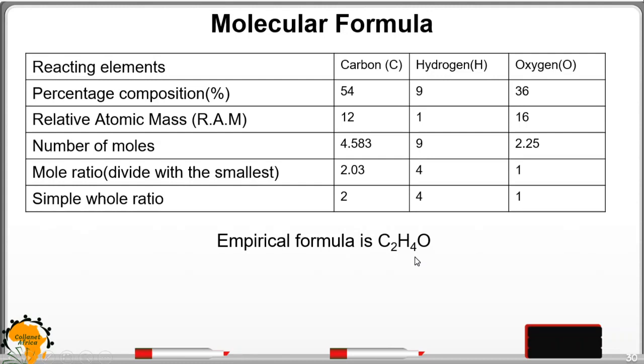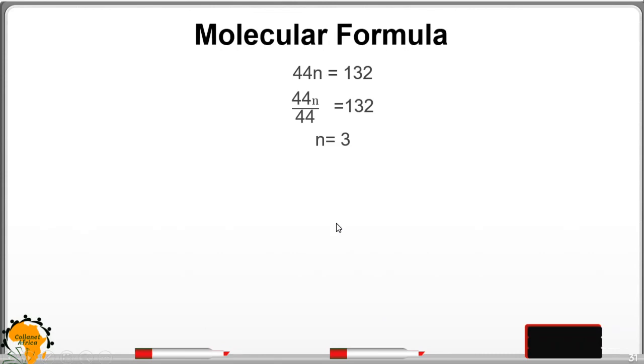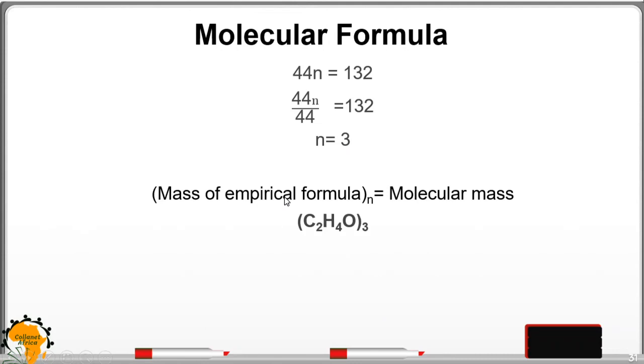So the molecular formula will be computed by this relationship: mass of empirical formula times n gives 132. So in this case, 12 times 2 plus 4 plus 16 for oxygen. You multiply by n to get 132. So the value of n will be 3 after doing that calculation. So the molecular formula will be the empirical formula, which was this, multiplied by 3 to get your answer as C6H12O3.